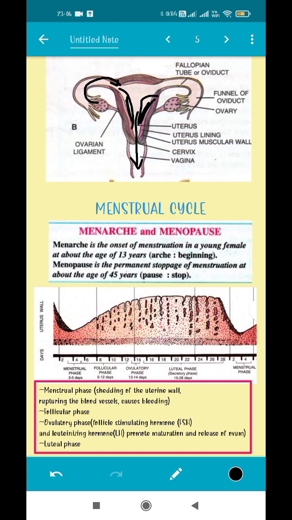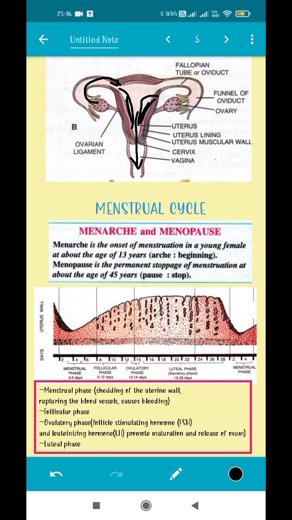So there are two stages in case of female, once when menstruation starts and once when it stops completely. But for males it doesn't happen. Sperms are produced throughout the lifetime after puberty. But for females it stops after a certain age. So the onset of menstruation generally happens during the age of 13 to 14 years during puberty, and this is known as menarche. And when it stops completely, almost at the age of 45 to 50, this is known as menopause.